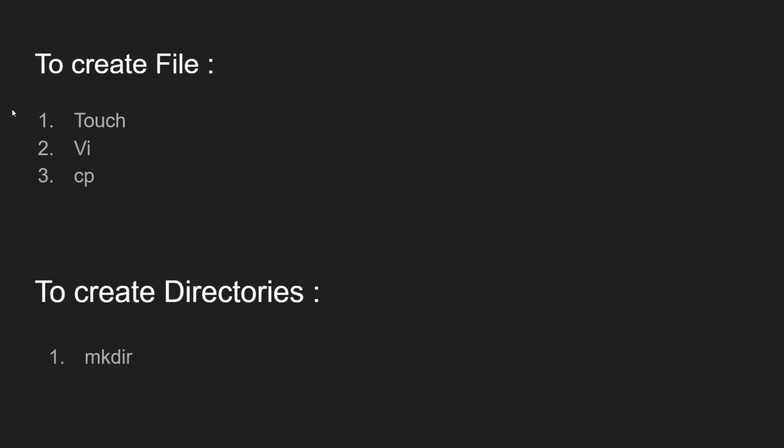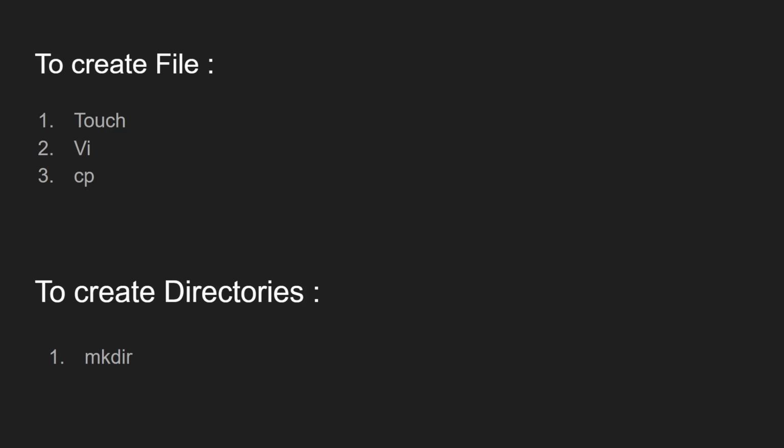The second one is the vi command, which creates the file but with editing, or you can say the editor mode. And the third one is the cp command, which copies your existing file into a new given destination file. These three we will demonstrate live in my Linux terminal. Now, to create directories, there is only one command, which is mkdir.